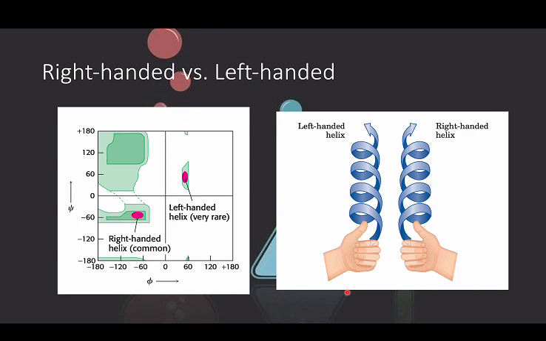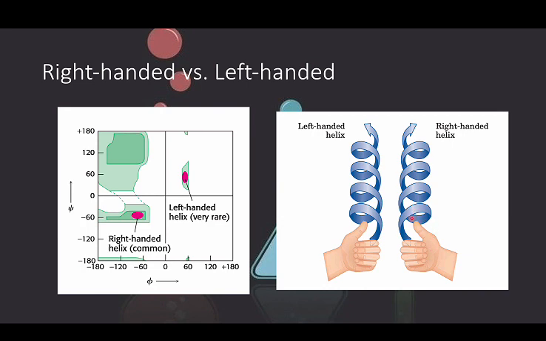Alright, now let's talk about the screw sense of the helix. By screw sense, I mean the direction that a helix turns around its axis. There are 2 ways to know the direction. Number 1, look down the axis and see if it is clockwise, which is right-handed, or counterclockwise, which is left-handed. The second way is to put your thumb in the direction that the helix rises and make fists of your 2 hands, and then the direction in which the other 4 fingers are curved is the screw sense of the helix.